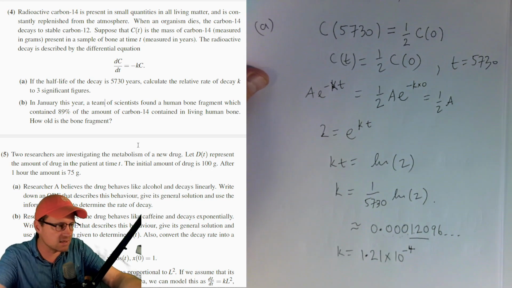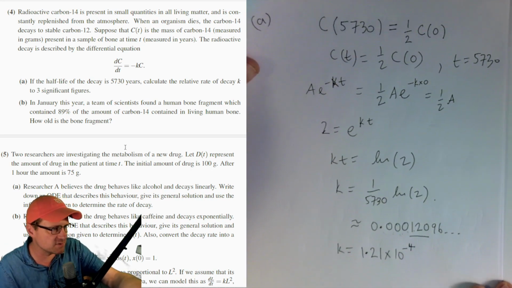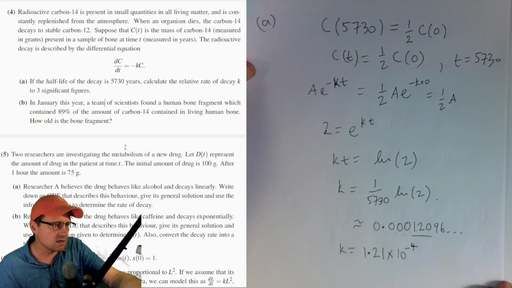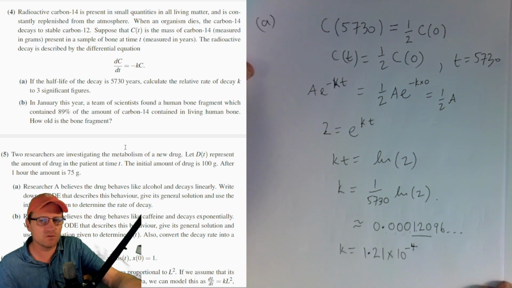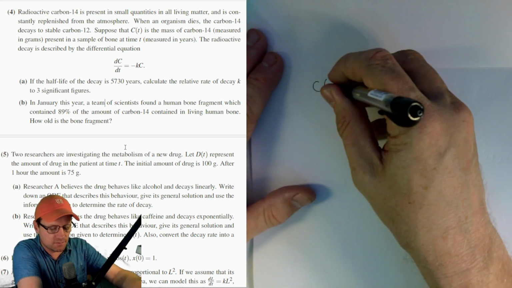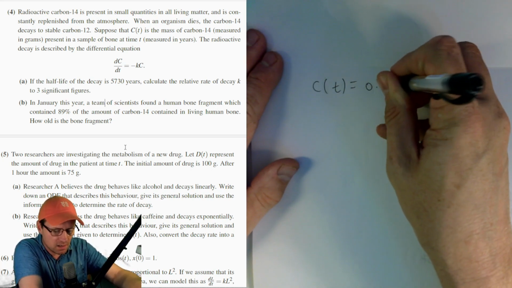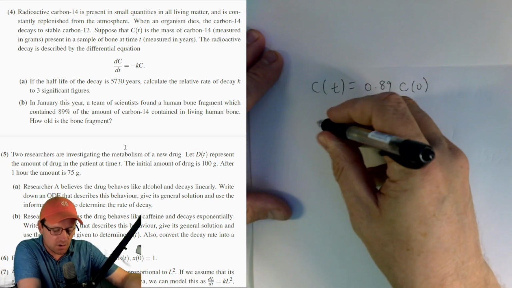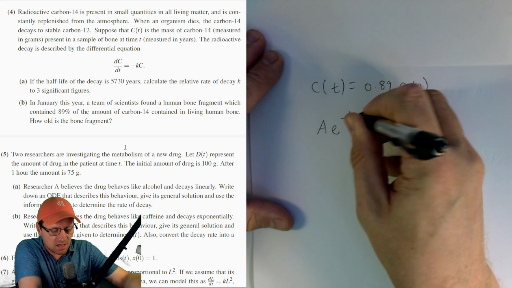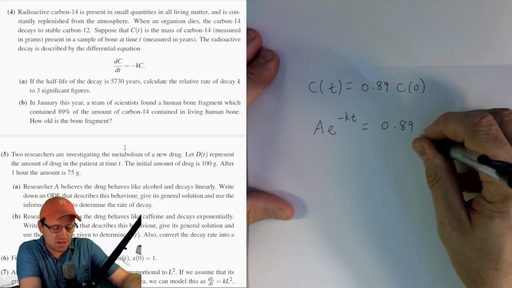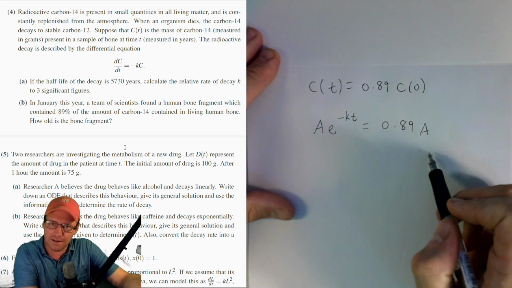Okay, next it says in January this year, a team of scientists found a human bone fragment which contained 89% of the carbon-14 contained in living human bone. How old is the bone fragment? Okay, so this says that C(T) is 0.89 C(0), and we want to solve this equation for T. Now on the left, we have A e to the minus kT. C(0) is just A, so 0.89 A.